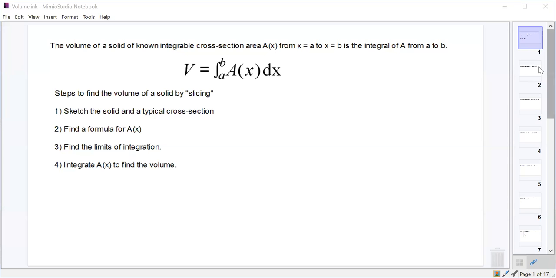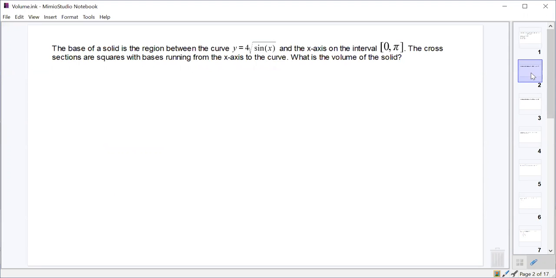So let's take a look at one here, a nice simple one to start with. We've got the base of a solid is the region between this curve y equals 4 root sine x and the x-axis from 0 to pi. So 4 root sine x just looks about like that from 0 to pi.